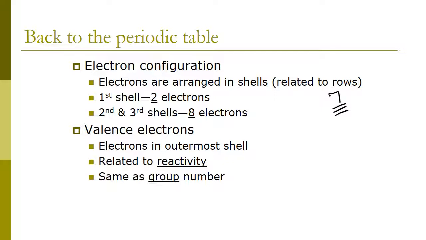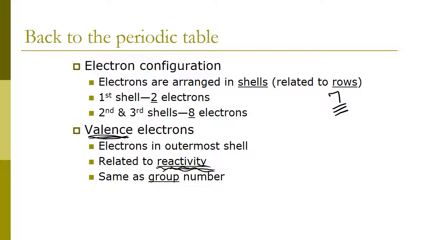Now, as we start building up these shells of electrons, the ones that actually react are always located in the outermost shell. That outermost shell is called the valence shell. So we're concerned about the valence electrons. Now these valence electrons, so we're going to look from anywhere from 1 to 8 electrons in that outermost shell. They are related to the reactivity. So how much or how little does this particular element want to react?